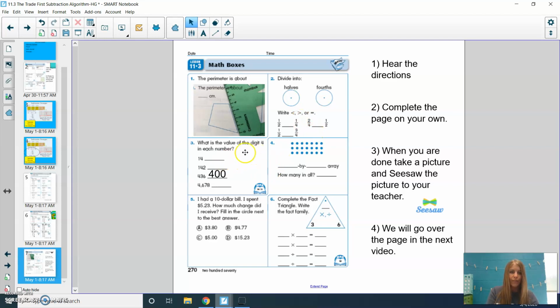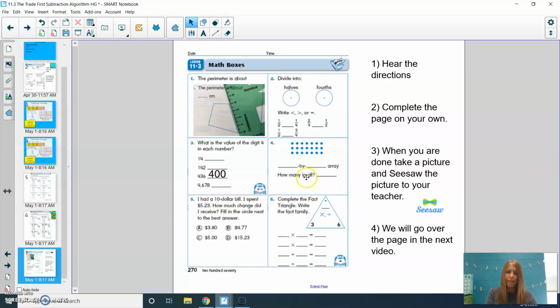What is the value of the digit 4 in each number? So if you're looking at the number 436, that 4 is worth 400. I want you to think about that when you're solving the other 3.